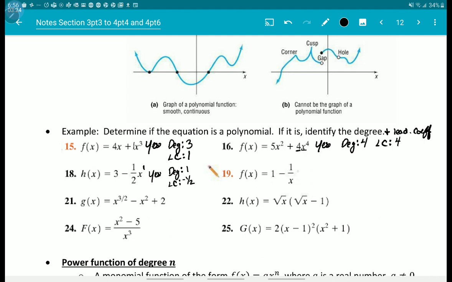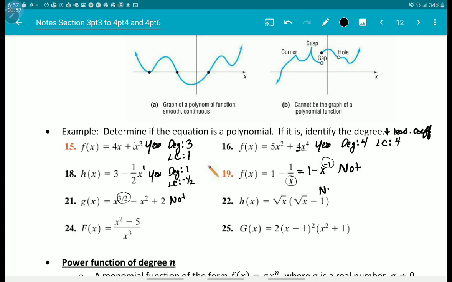Now 19 is not a polynomial. We could rewrite this as 1 minus x to the -1. And we can't divide by x here because that introduces domain restrictions. So this guy is not a polynomial. 21 is a polynomial. I'm just kidding. 21 is not a polynomial. The problem is that 3/2 exponent. We can't have fractions as exponents.